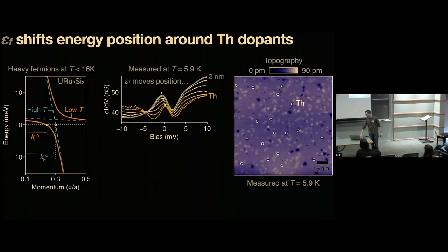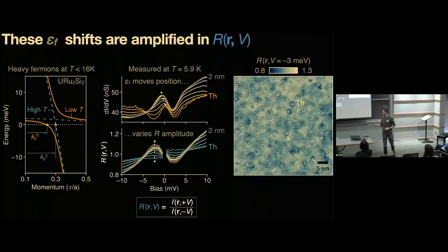If we move close to one of them, we see that the peak in the dI/dV curve does shift just a little bit. So this is a sub-millivolt shift, and actually even in this cluster of gray curves, the peak is still moving, but it's barely measurable. When I calculate this ratio of tunneling currents, those small shifts in peak position translate into large amplitude variations. And if I map this quantity as a function of space, I see clear oscillations that emanate from the position of these thorium dopants.